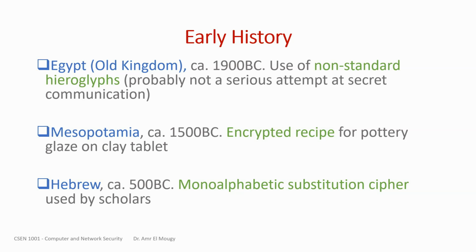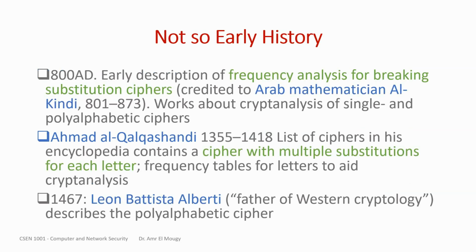monoalphabetic cipher, which was invented by the Hebrews. The Arabs also had a lot of contributions in cryptography. In 800 AD, we find Al-Kindi. He has a lot of writings on how to break ciphers, a method called frequency analysis. And Ahmad al-Qalqashandi also invented several complicated ciphers that became the seed for one of the most used ciphers in history, which is the polyalphabetic cipher, which was invented by Leon Battista Alberti in 1467.